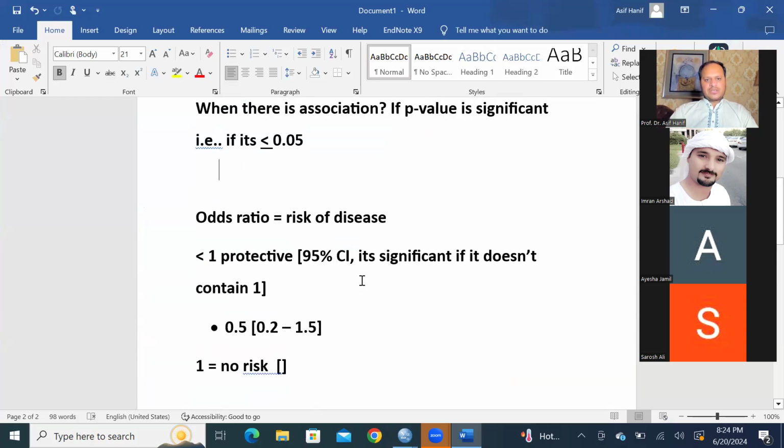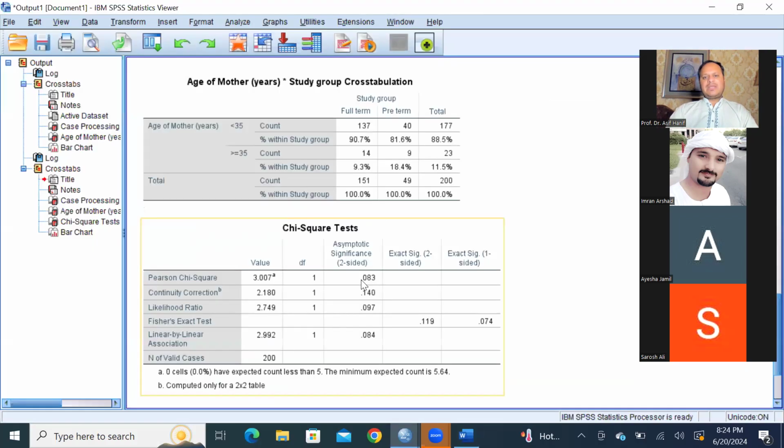It was already written there. If p-value is less than 0.05, then it will be significant. So it is not less than 0.05. So we will say that the association between study groups or preterm birth is not associated with age groups. Let's analyze more.